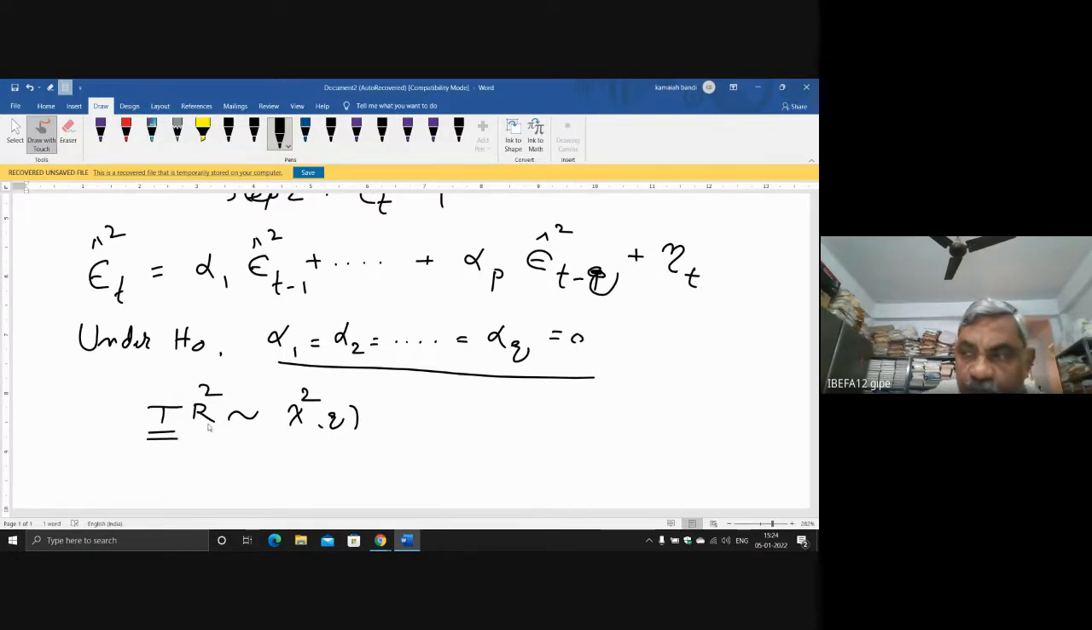Based on this TR square statistic, if you are able to reject H naught, then you confirm that there is ARCH effect. That is, ARCH(q) effect is present. So then you proceed towards modeling the series.